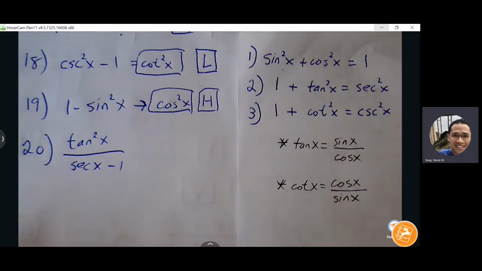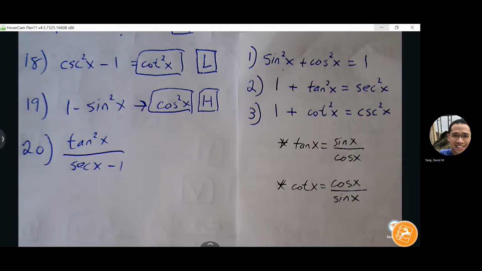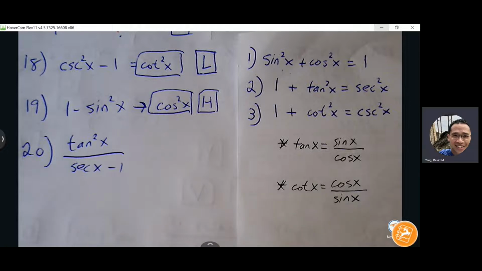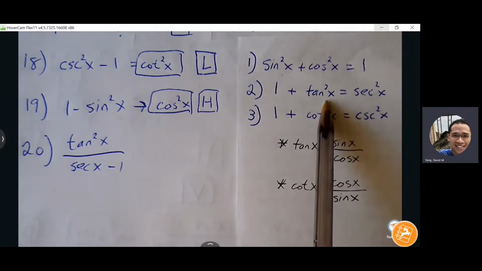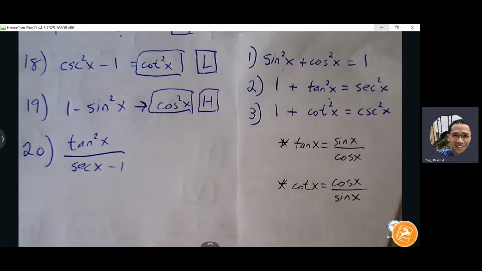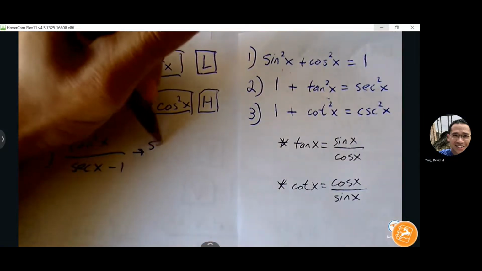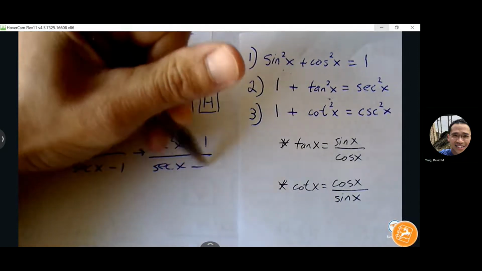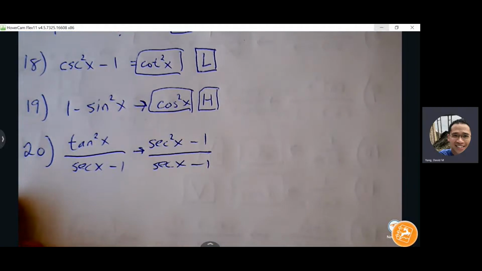20 is probably similar to our factoring, right? Find an identity, difference of squares, reduce. What can I replace tangent squared with? Yep. If I get tangent squared by itself, I can subtract 1 to the other side, secant squared minus 1. Again, we're not ready to cancel out. We've got to factor that numerator before we can do anything.